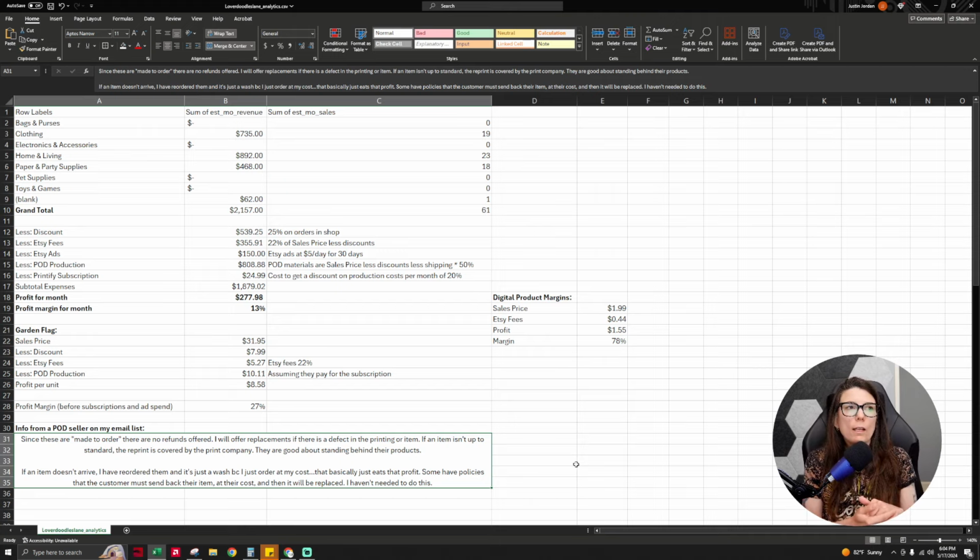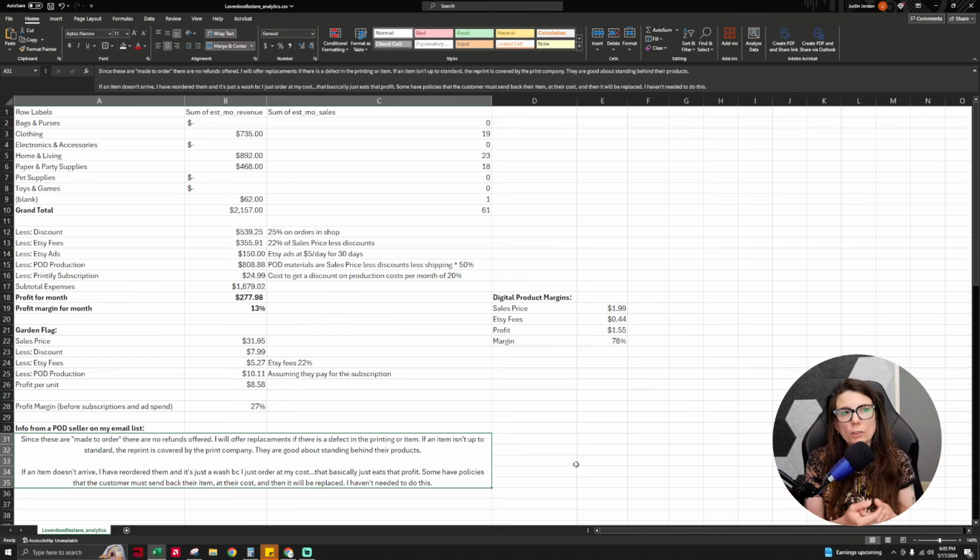But let's say that a shipping company lost the package in transit. Well, then she said if an item doesn't arrive, she's reordered the product for the person. It's a wash, because she has to buy the product again and ship it with her profits. And her profits are really only enough to cover the replacement that she's paying for and to ship it out. So it's a wash. So she's made no money on that deal.